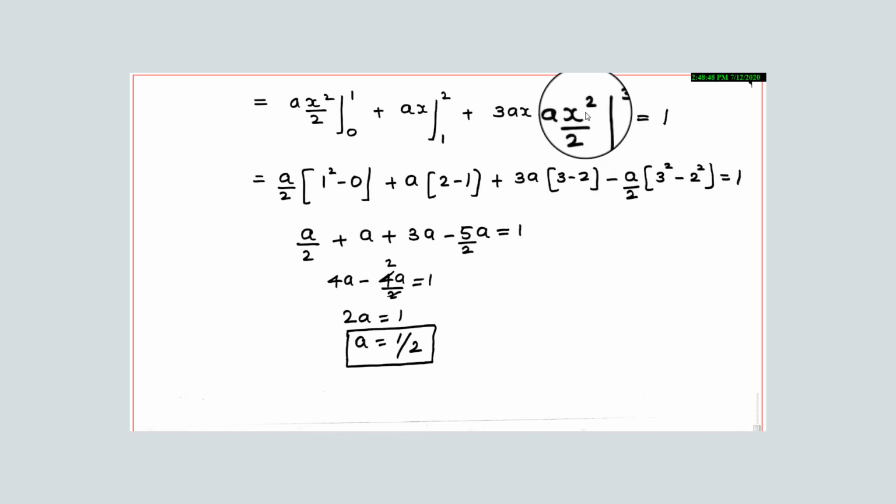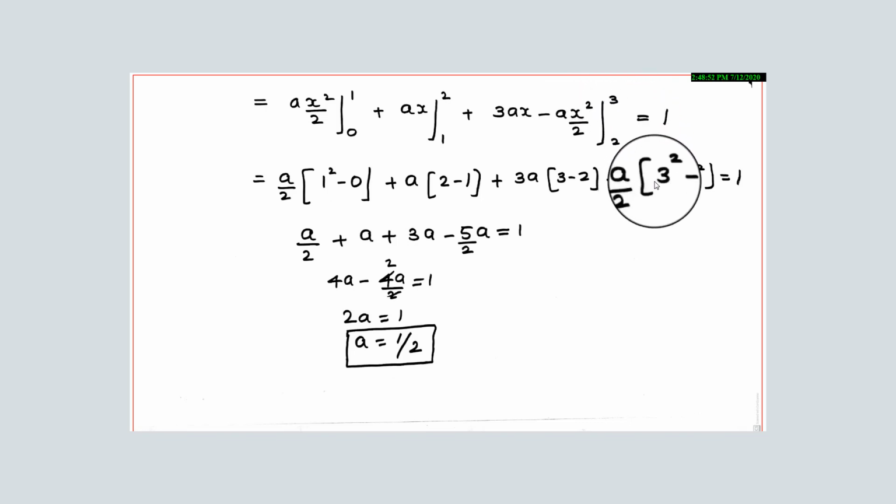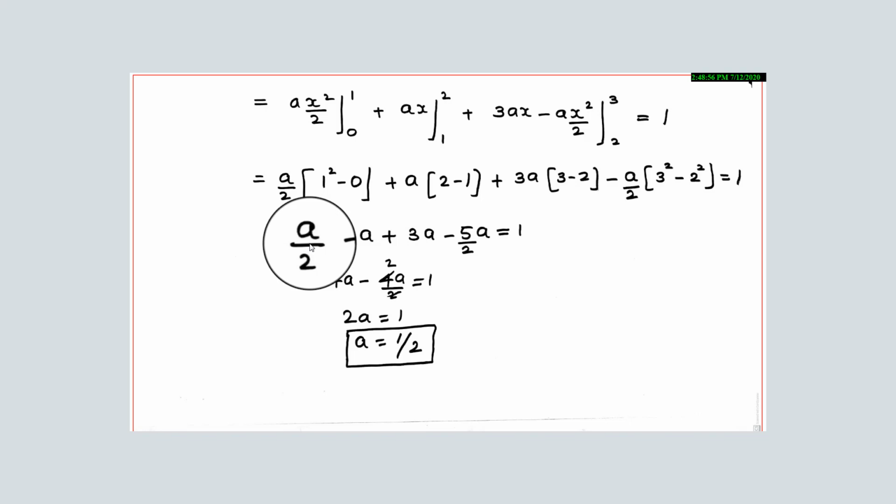My x square is left, whereas in place of x, what I'll be substituting is 3. So 3 square minus 2 square is equal to 1. So I'll just simplify this further.